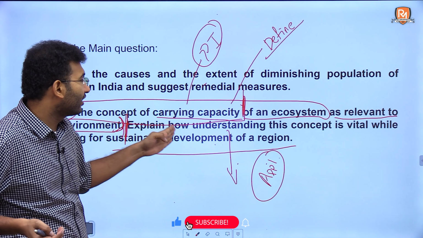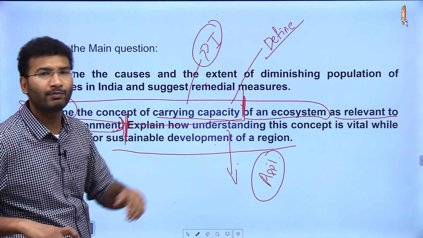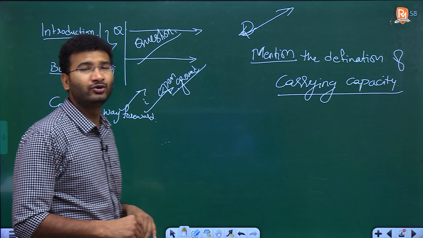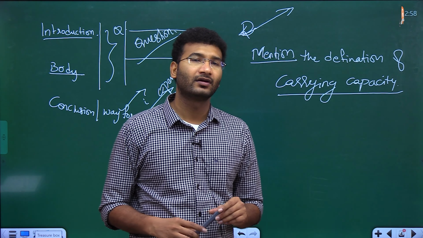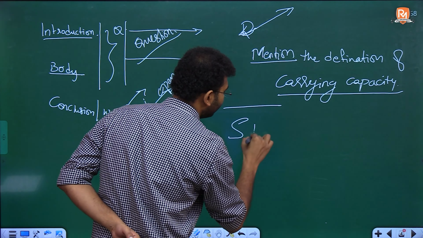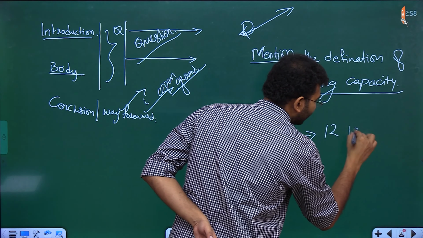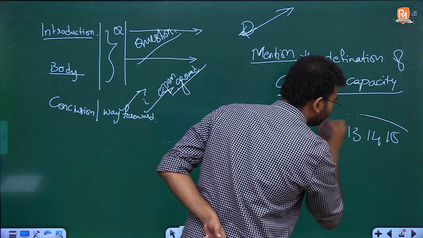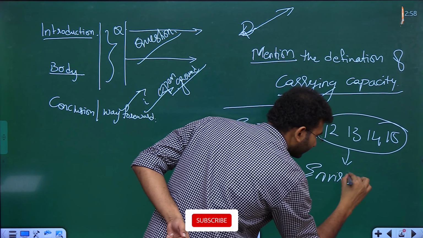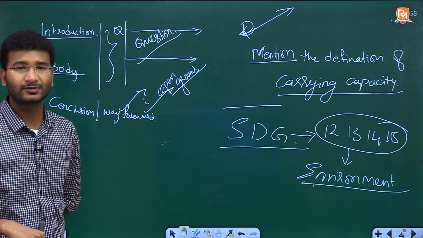It asks you to explain how understanding this concept is vital while planning for sustainable development of a region. Now here I'll tell you a few pointers that can be used to write this answer. So you can use the content of SDGs. SDG mentions 12, 13, 14 and 15. These goals are relevant to environment, right? You can also utilize this while explaining.